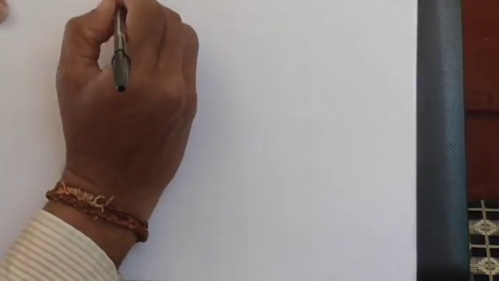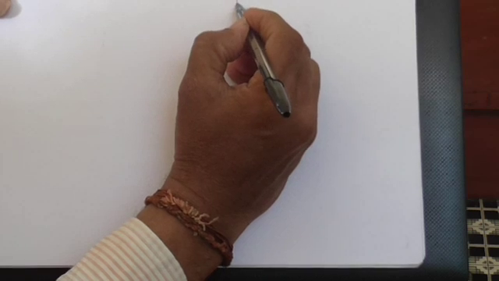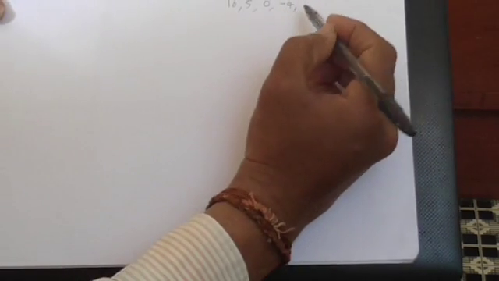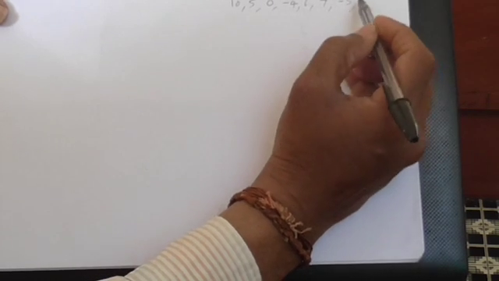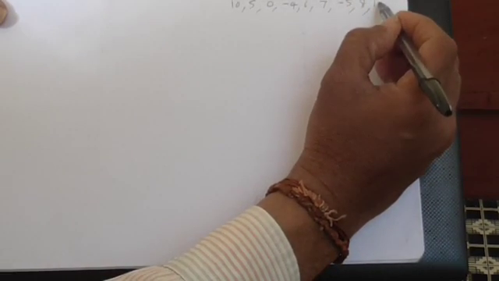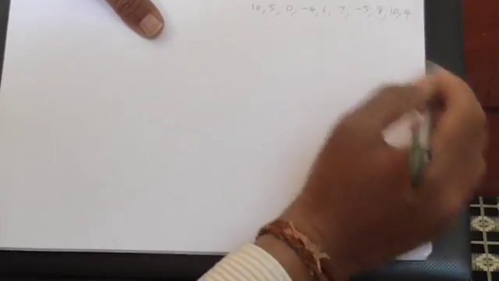So now, the merge sort. If the number of elements are 10, let us say elements like 10, 5, 0, -4, 6, 7, -5, 8, 10 and 4. Now let us say these are the 10 elements. So they are arranged in an array.